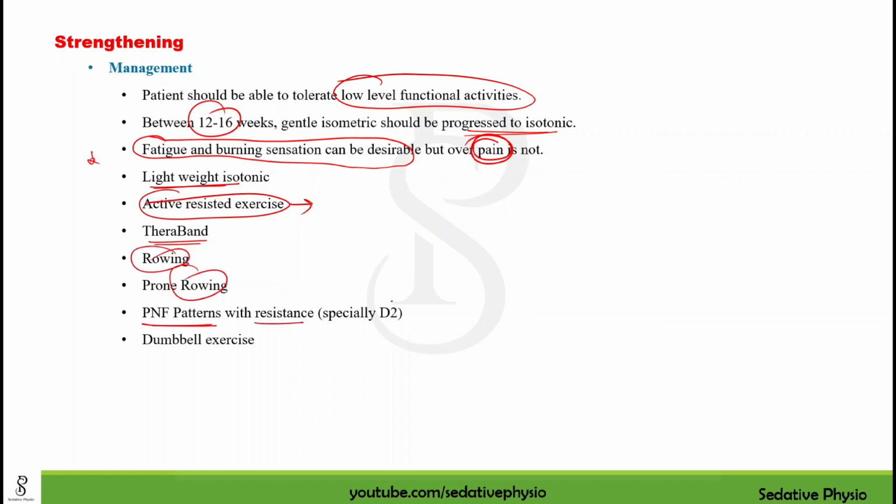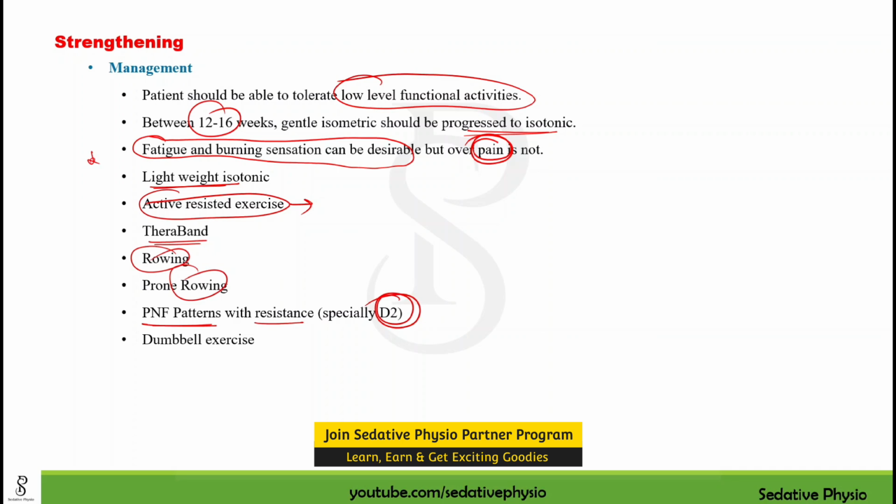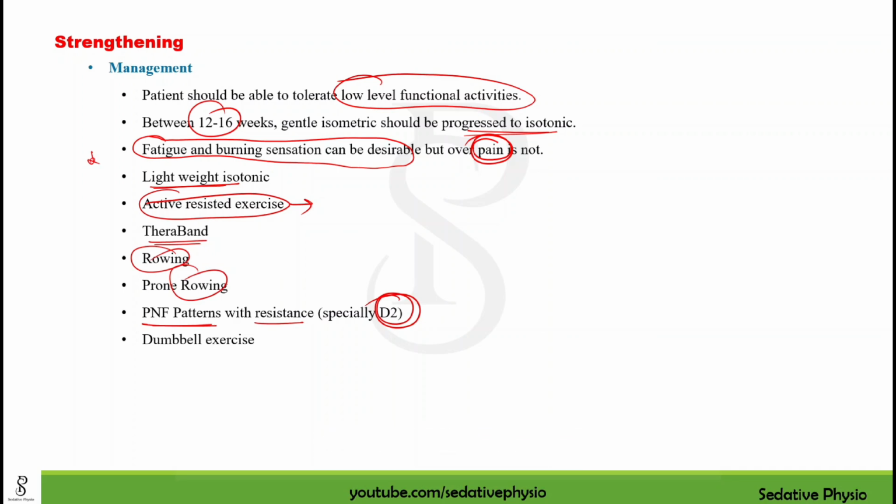PNF pattern with resistance, especially the D2 pattern, is given, because in the D2 pattern the rotator cuff muscle works very strongly. That's why the PNF patterns will be given with resistance. What will you do? Initially you will train the patient on what the pattern of the PNF is. After that you will ask the patient to go for the PNF patterns and you will resist the patient's pattern, right? In this way you can gain strength in the patient's rotator cuff muscles. Then the dumbbell exercise, just to maintain the strength. We can even go for PRE, the progressive resistive exercises, here.